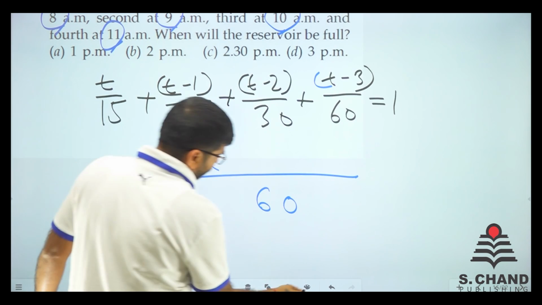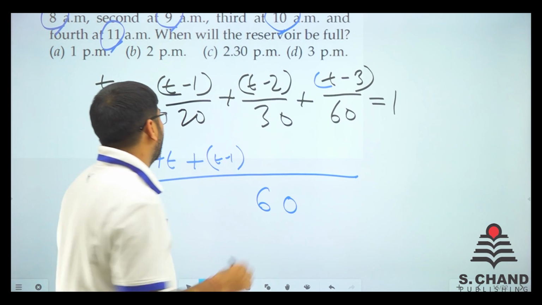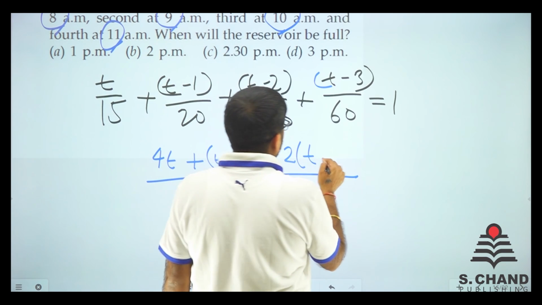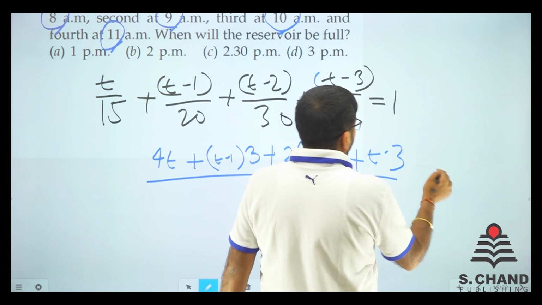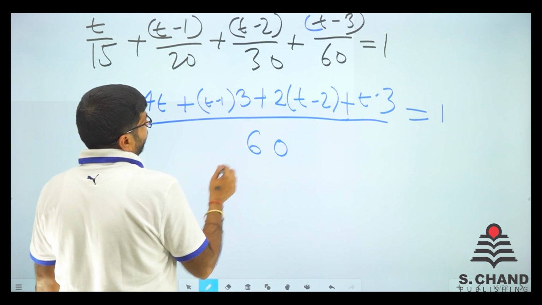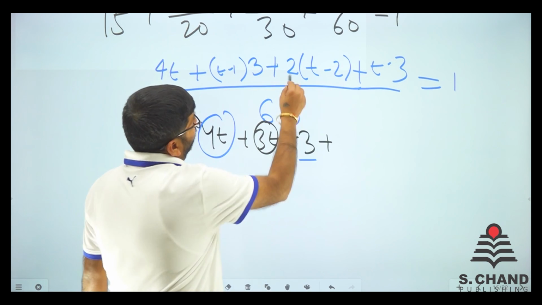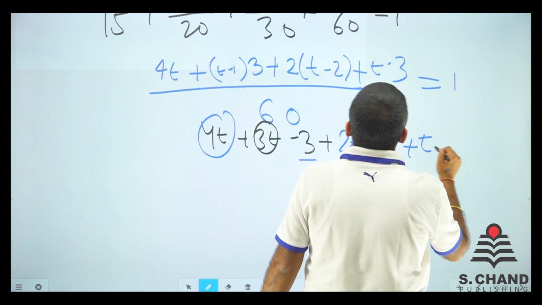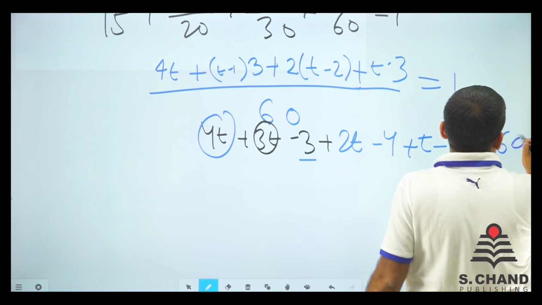Plus, we have T minus 1 into 60 by 20. So 60 by 20 is 3, so we get 3 here. Plus 60 by 30 is 2, so we have T minus 2 here. And then we have T minus 3. That is just 1, is equal to 1, right? So what we'll do is put 60 there. So 4T plus 3T minus 3 plus 2T minus 2 plus T minus 3 is equal to 60.